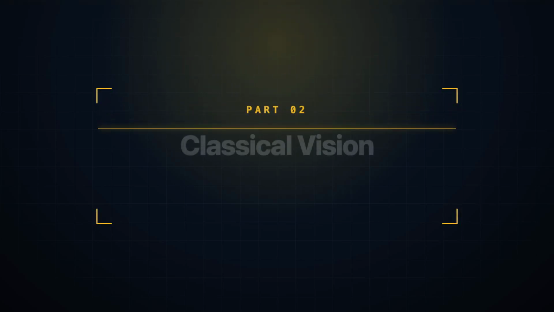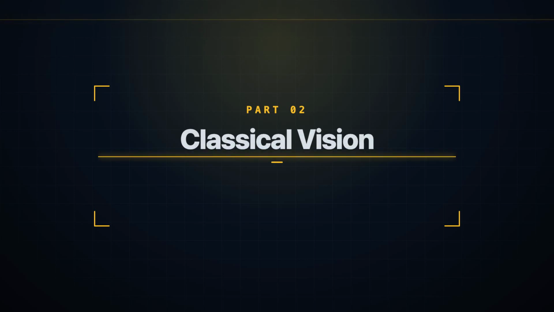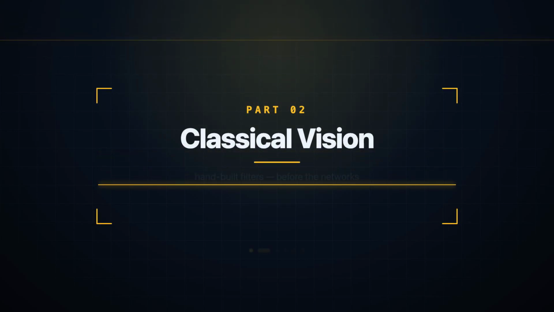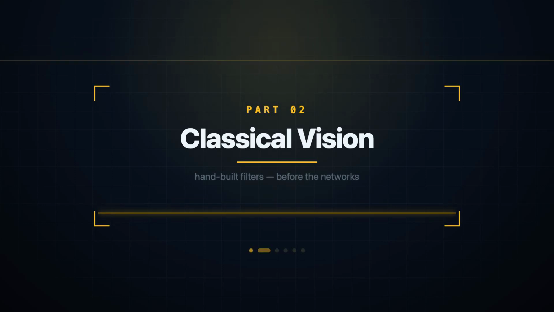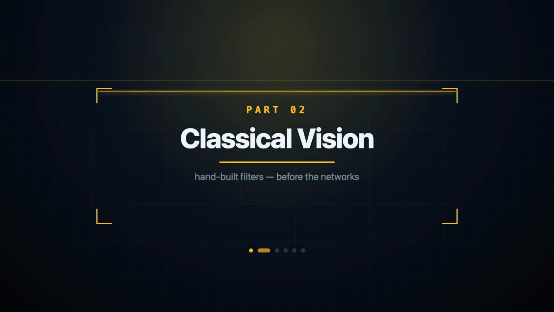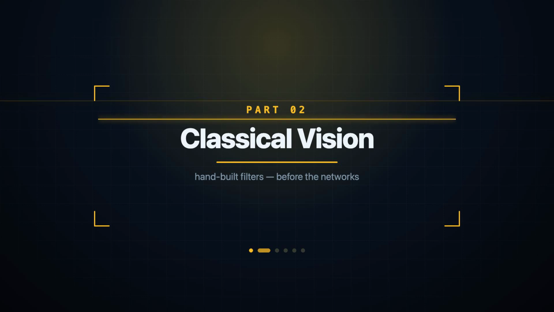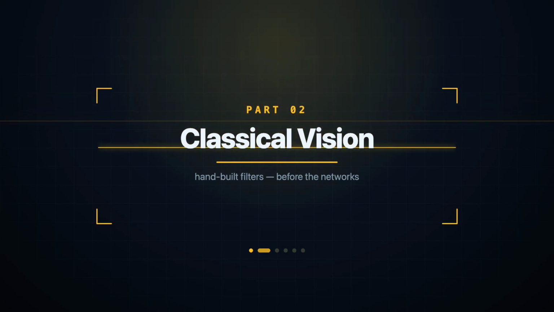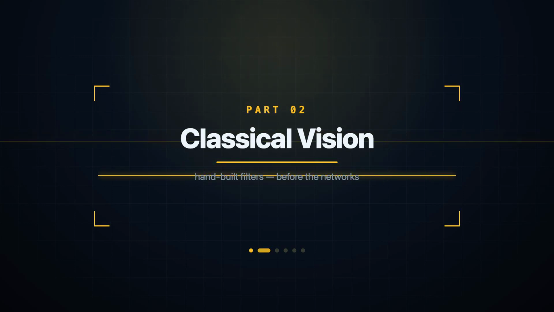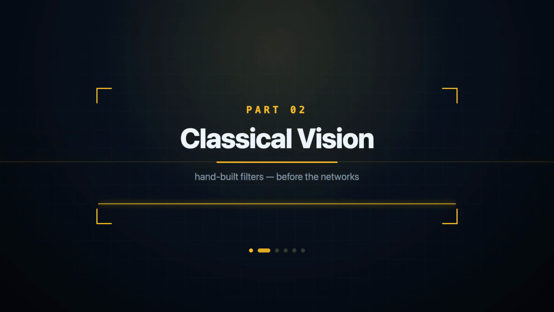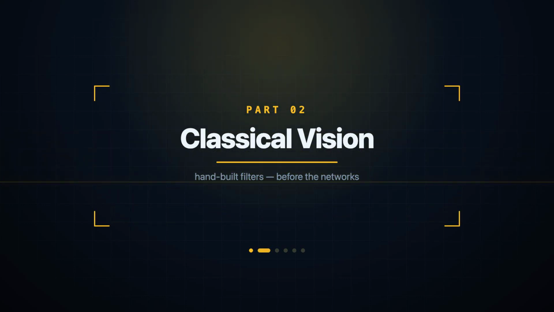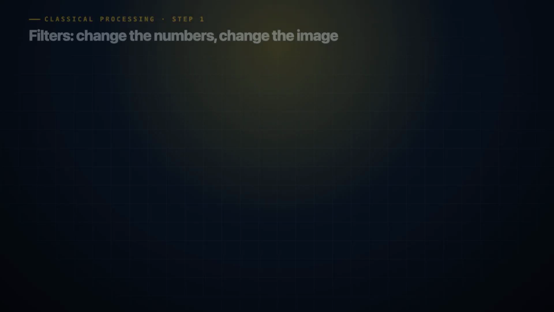Part 2: Classical Vision. Long before neural networks existed, engineers crossed the semantic gap by hand with clever mathematical filters. These old ideas are not obsolete, they are the bedrock that everything modern is built on. So let's roll up our sleeves and see how they actually work. The most basic operation in all of vision is the filter.